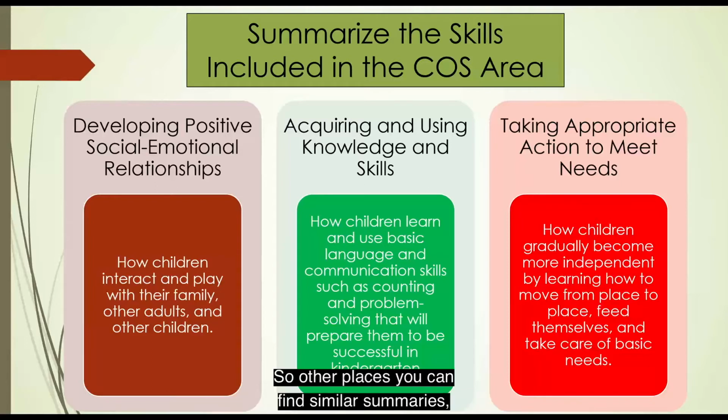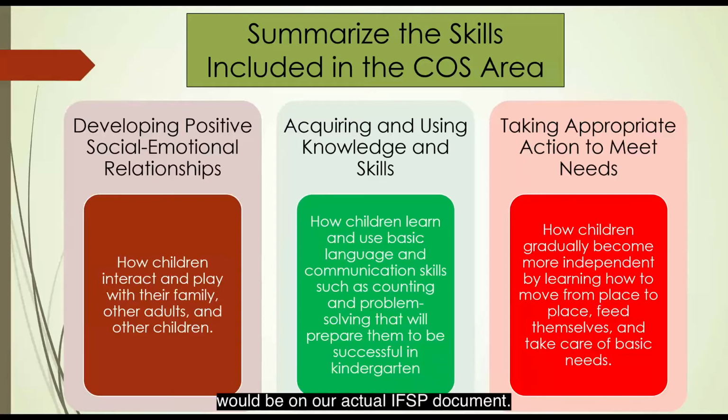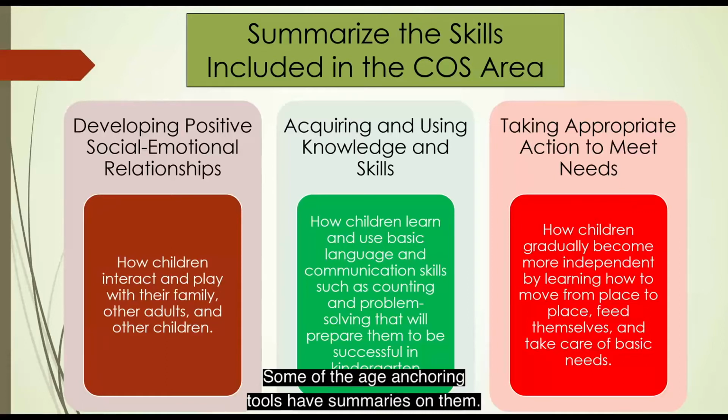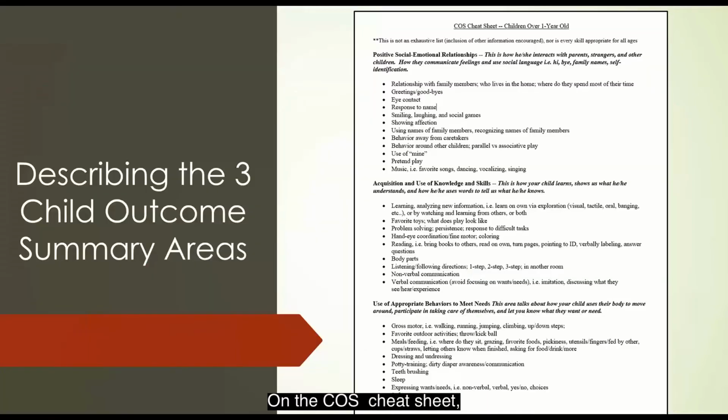So other places you can find similar summaries would be on our actual IFSP document. There's a brief summary there. You could read that to the family. Some of the age anchoring tools have summaries on them. You can combine descriptions from these three to make your own, as long as it's accurate and it flows and it makes sense to the family. On the COS cheat sheet, you'll see there's summaries written there. You could read this kind of back to the family.